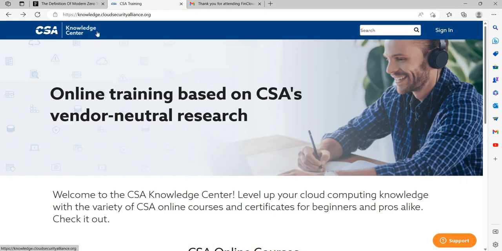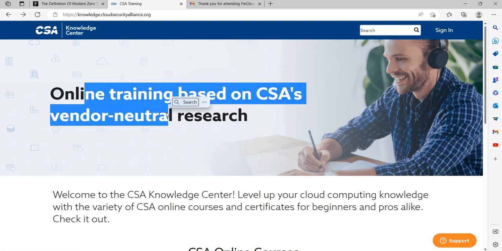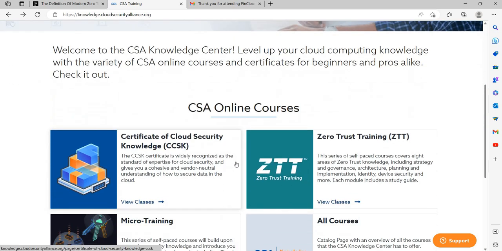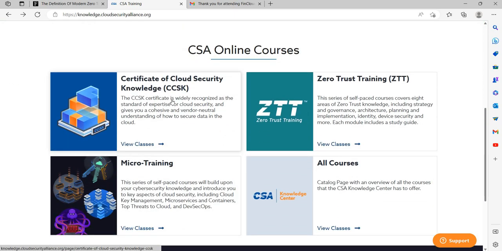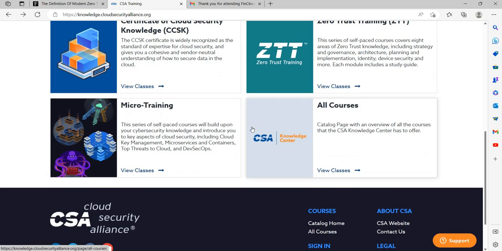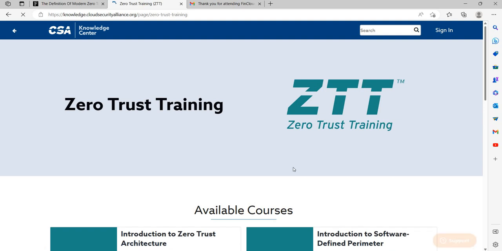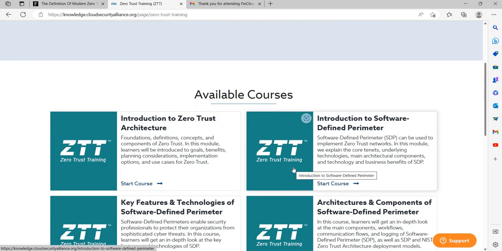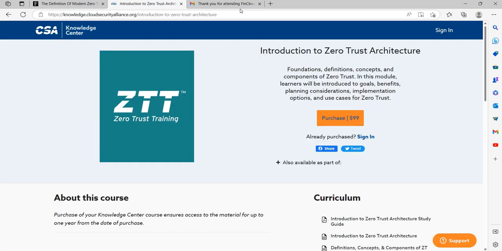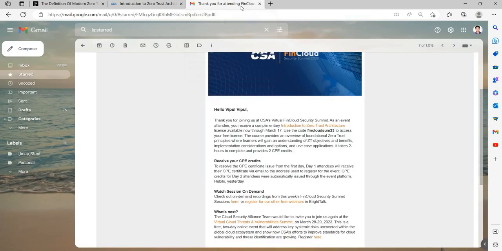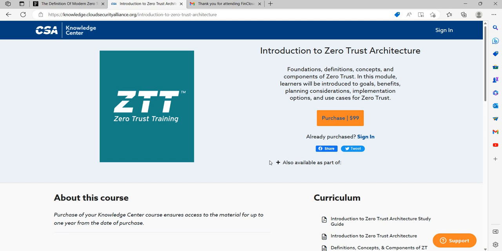If I just go to this Cloud Security Alliance Knowledge Center, they offer different types of trainings across CCSK, Certified Cloud Security Knowledge, and there are courses like Kubernetes and DevSecOps, etc. Zero Trust is the one which I have taken recently, but I haven't paid the cost of $99 which it usually costs, because I got it for free because of the seminars or webinars I attended for the FinCloud Security Summit, right? So it was complimentary for me.